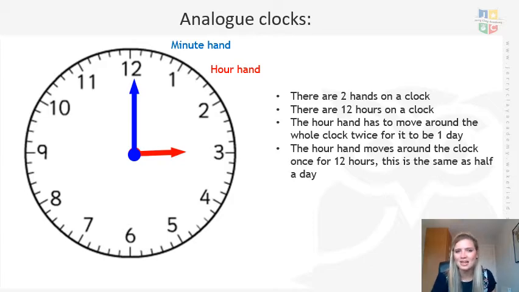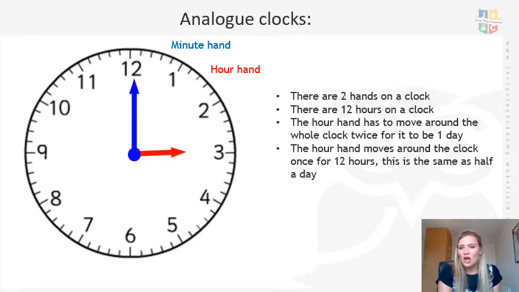Well done, fantastic. I can really understand that some of you might be able to spot that the hour hand would have to move around the clock twice, because there are 12 hours in half a day and 24 hours in a full day. So for half a day, the hour hand will go all the way around the clock once, and when it is a full day, the hour hand will have to go around the clock twice for 24 hours.